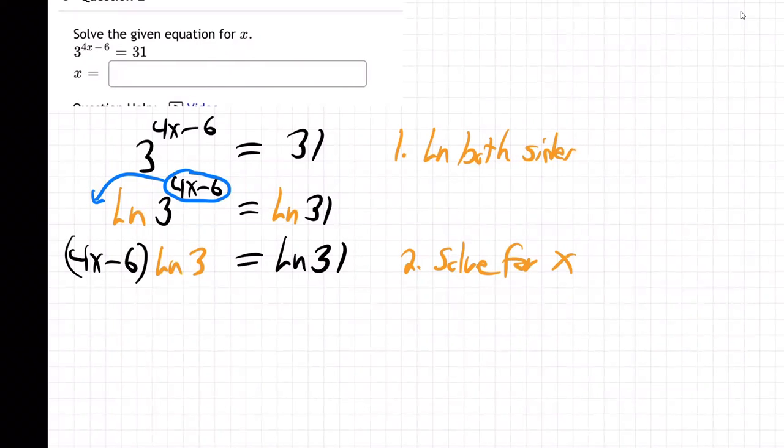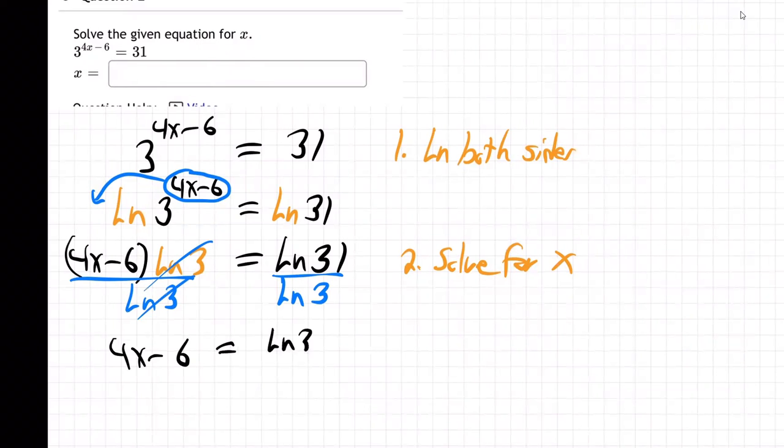Notice how I'm just leaving ln 3 and ln 31 rather than getting their decimal versions. I think that's easier because decimals are long and messy. We don't want to write all that down. Just leave them. We'll get them at the end. So next step to solve, I would divide both sides by ln 3, like that. And so we get 4x minus 6 equals ln 31 over ln 3.